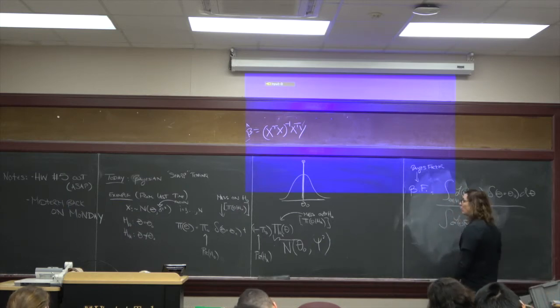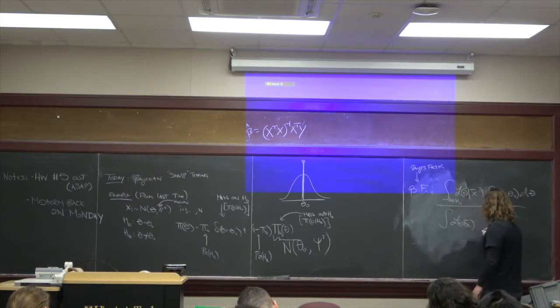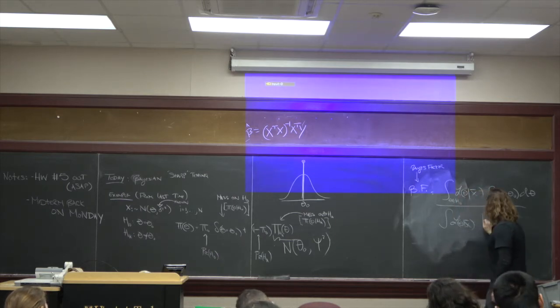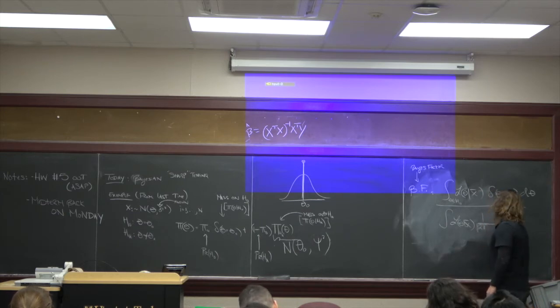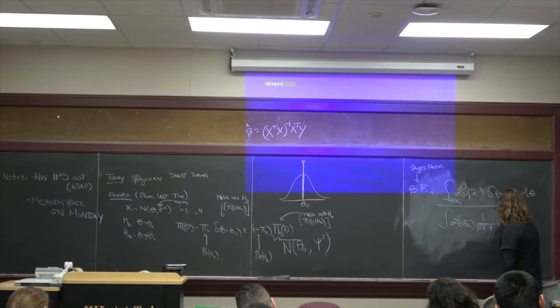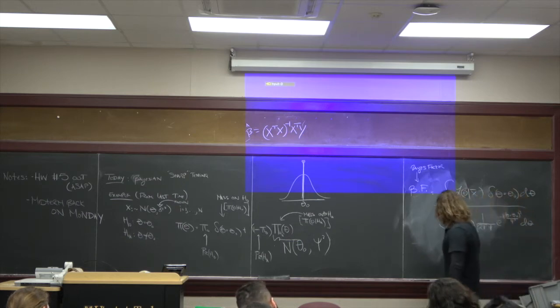And then I've got my prior on how I smear mass. So I'll just write this thing down. This is going to be 1 over 2 pi square root psi e to the minus 1/2 theta minus theta naught squared over psi squared d theta.